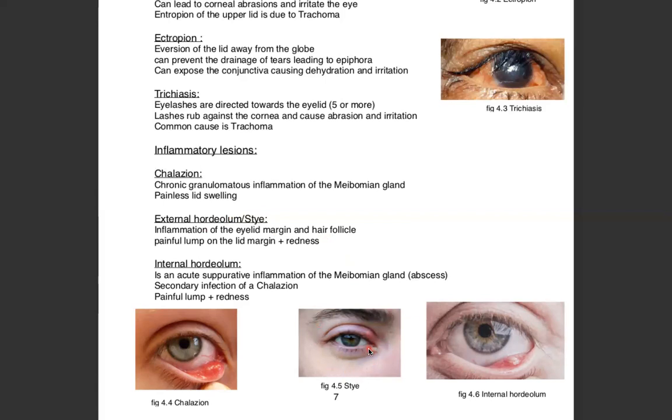And also, the difference between a chalazion and a stye or hordeolum is that this one is not infected and this one is infected. So an internal hordeolum is an acute suppurative inflammation of the meibomian gland, an abscess. So this is an abscess, while this one was just a chronic inflammation. Here there is pain or redness. Okay? So the difference between a chalazion and an internal hordeolum is whether it's infected or not, and whether it's painful or not. Whereas a stye is just an inflammation of the hair follicle. Okay, guys? You need to know the difference between the three.